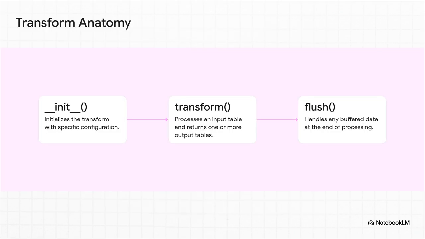And what's so beautiful about this? It's how simple it is. Every single one of these table-based transforms follows the exact same three-step pattern. You've got init, which is just for setting things up. Then you have transform, which is the main workhorse that processes each chunk of data.